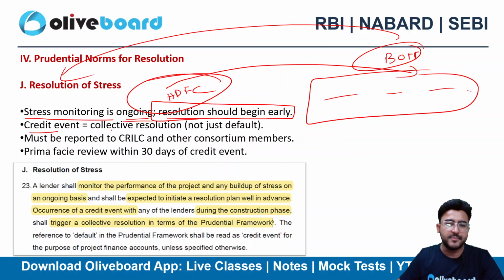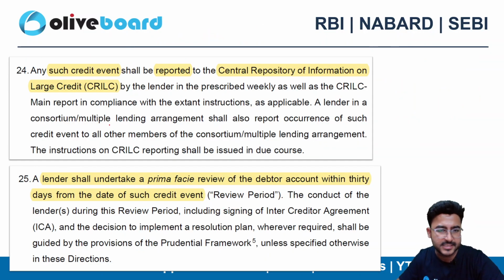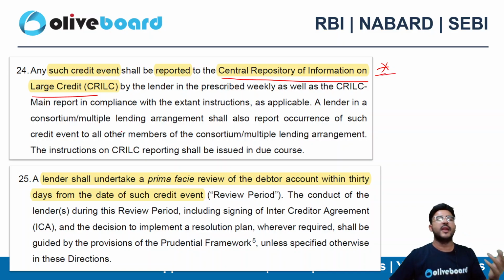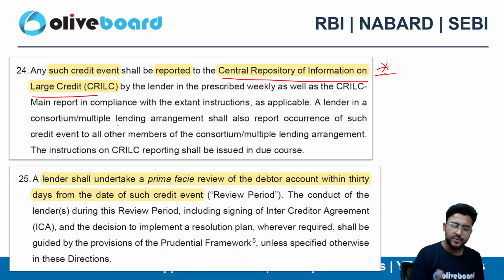Credit event, that means collective resolution, not just default, right? And it must be reported to the CRILC. What is CRILC? We'll definitely be discussing it. It's nothing but Central Repository of Information on Large Credit. Central Repository of Information on Large Credit. This is large credit only, right? Usually project finances are large credits only.